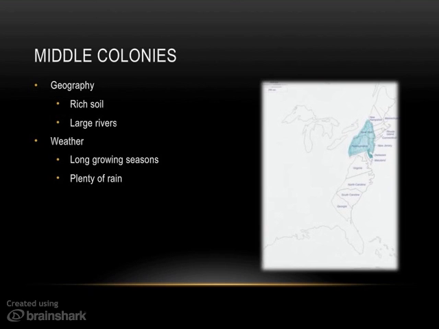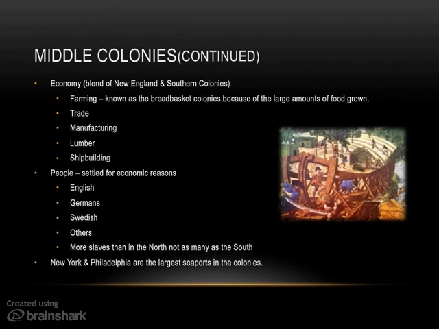The Middle Colonies consisted of New York, Pennsylvania, New Jersey, and Delaware. If you lived in this part of the 13 colonies, you would see large areas of flat, rich soil and large rivers. These two things, combined with long growing seasons and plenty of rain, resulted in lots of food being grown. Grains such as wheat, barley, and rye were grown on farms throughout the Middle Colonies. In fact, so much food was produced by the Middle Colonies that they came to be known as the breadbasket colonies.